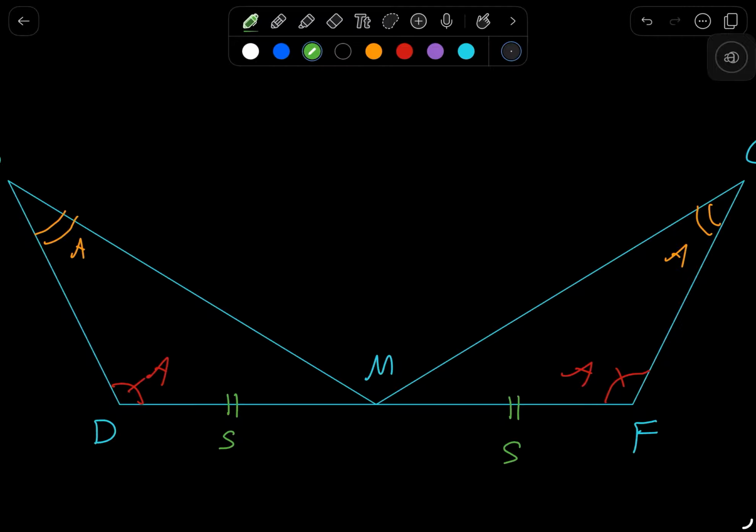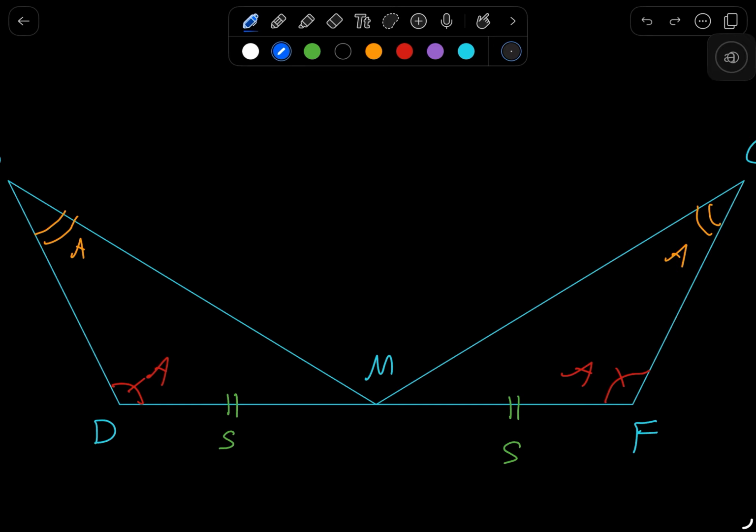You might be thinking, well, nothing is being included, right? That side is not included between the two angles, so you can't really prove these two to be congruent. Well, the key thing to realize is that you actually can, because you can prove that these two are congruent triangles, because these angles here are also congruent to each other, right?